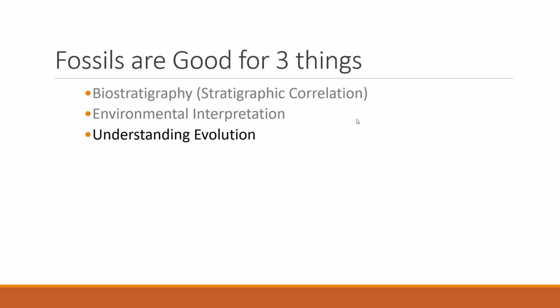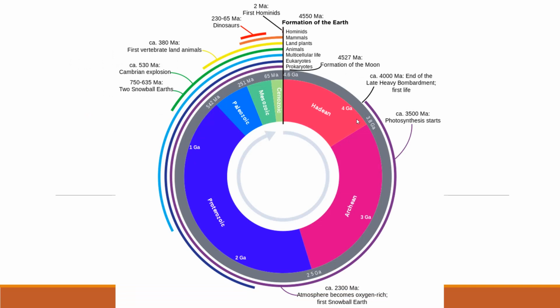The final thing is understanding evolution. We can look at fossils and see how they change through time. We see life first began about 4 billion years ago as bacteria, and photosynthesis starting about 3.5 billion years ago. We get more complex life a little over 2 billion years ago, the single-cell non-bacteria, shown as the dark blue. The first multicellular life, about 1.5 billion years ago, is the light blue here. So we can actually see how our fossil life evolves and gets more complex with time.